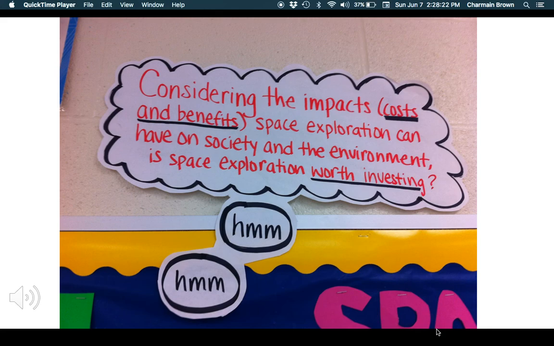As you can see, the question is very open-ended. There's lots of ways that you can respond to it, and their entire unit would come back to, how has this learning we've done today, these activities that we've done, this experience that we've had, connect and respond to this particular question.